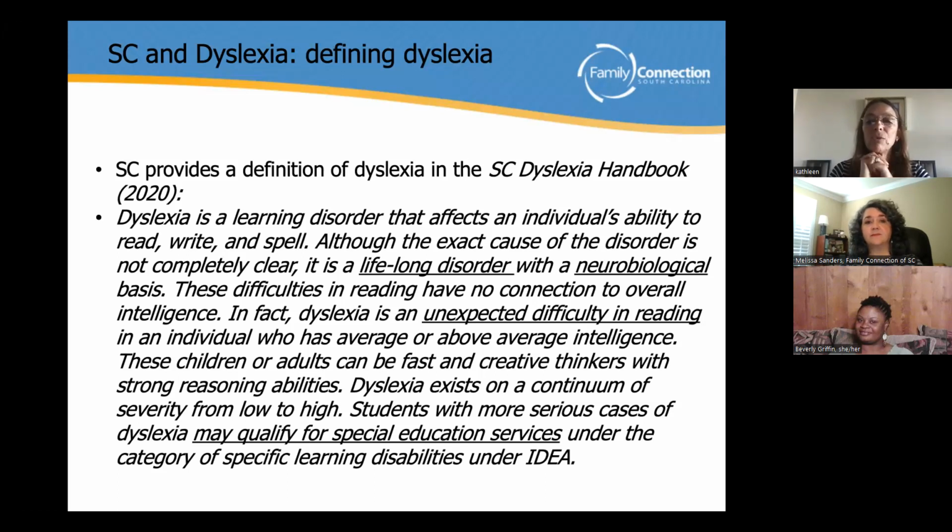You will see the next sentence. These difficulties in reading have no connection to intelligence. In fact, dyslexia is an unexpected difficulty. You see this in all the definitions. It's unexpected. What does that mean? That means if you were chatting with this child, you would not anticipate that they had difficulty in reading. It used to be that we would measure this in terms of IQ and achievement, so that a child with an average to above average IQ who was reading below grade level, that would be an unexpected difference in reading, okay? So it's unexpected, we don't anticipate it.